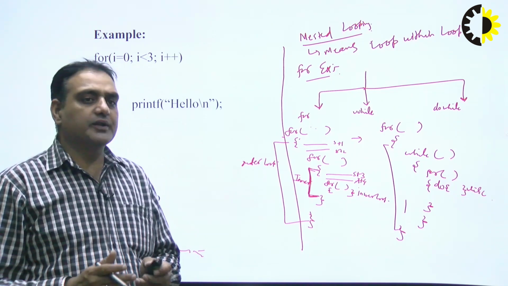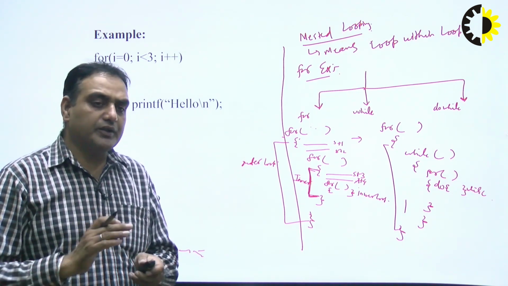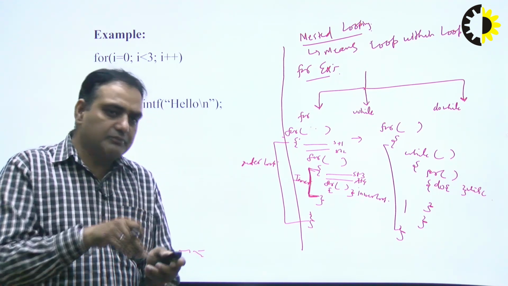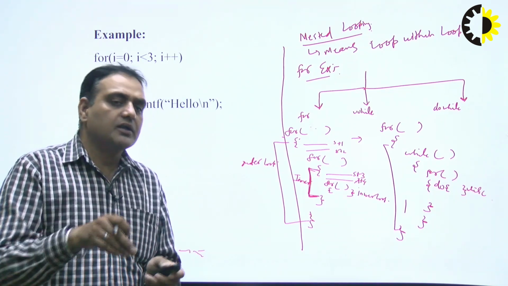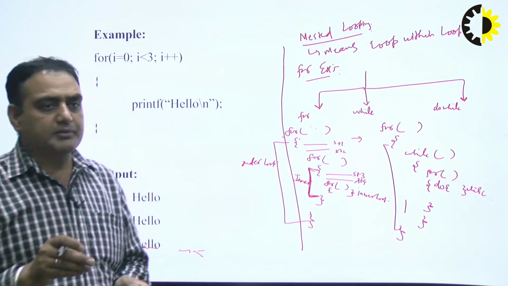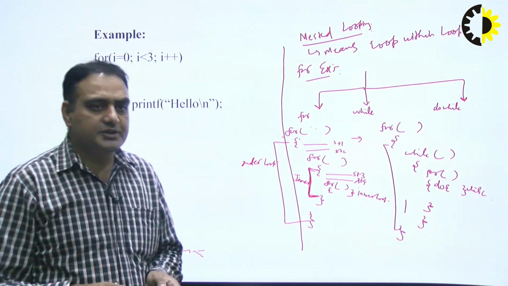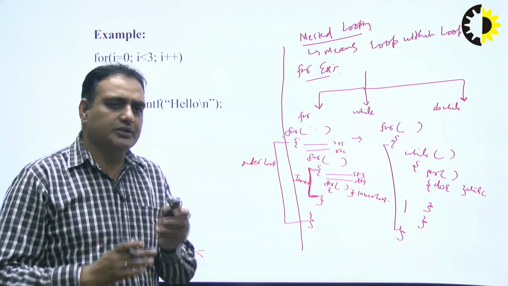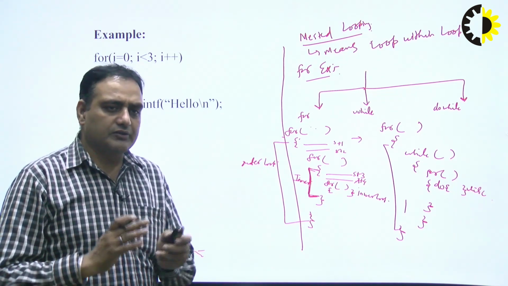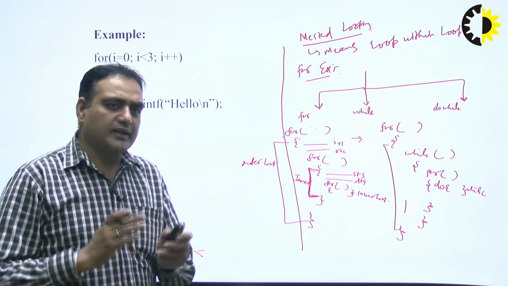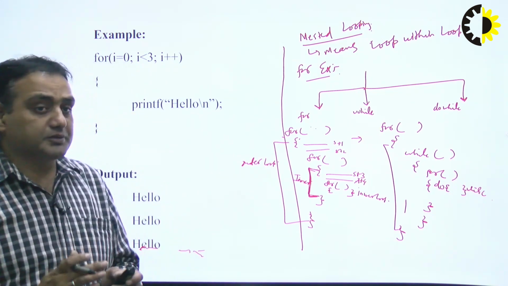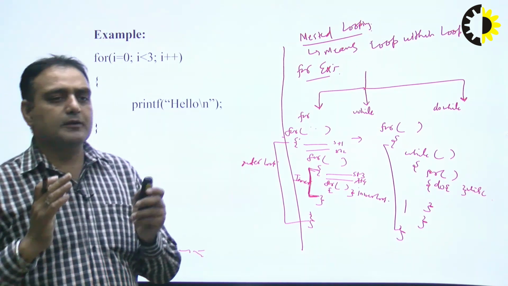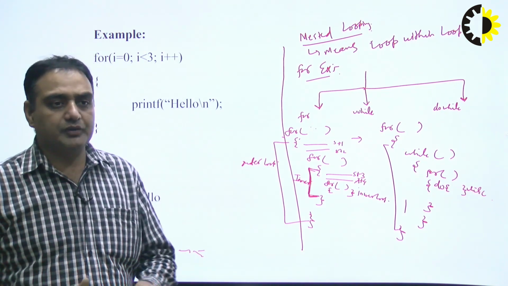Every time the body of the loop is executed, the control automatically goes to the increment, then again the condition is checked and the body of the loop is executed, then again the condition is checked. If the condition is true, the body executes, and this scenario will be repeated until the condition becomes false. This is the main concept of looping.